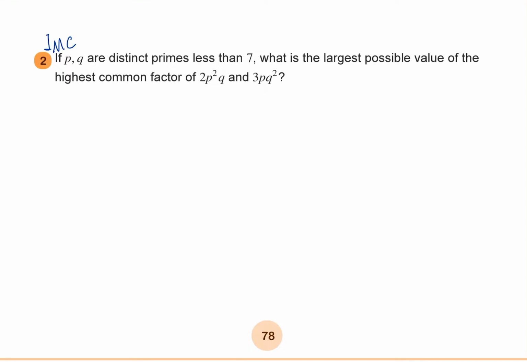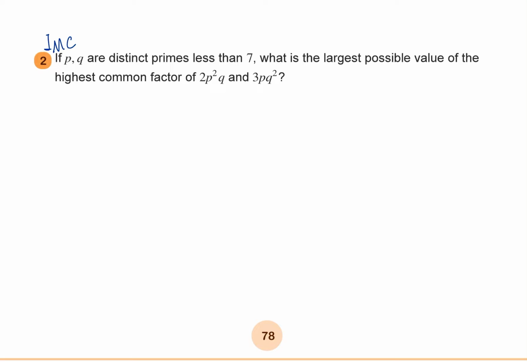Let's look at the extension challenge number 2. This question is from the Intermediate Math Challenge, and it's a very interesting question. If p and q are distinct primes less than 7, what is the largest possible value of the highest common factor of 2p squared q and 3pq squared?